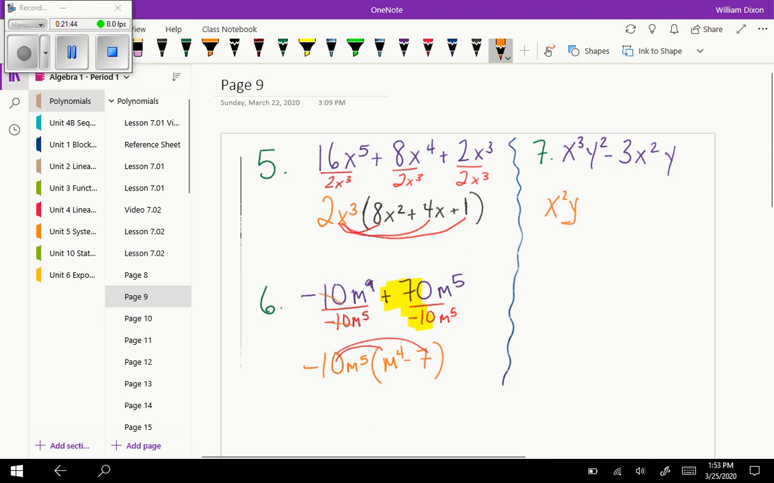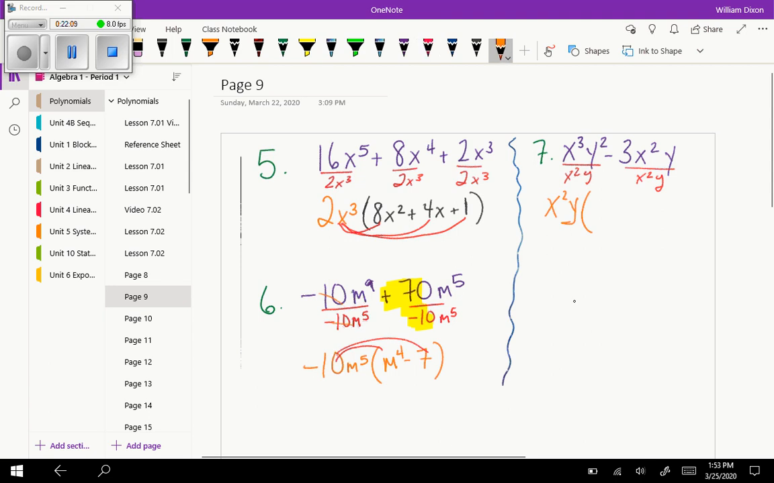I'm going to stick with the same approach. I'm going to still divide. Again, the rules stay the same. So I'm going to divide both of those terms by x squared y.